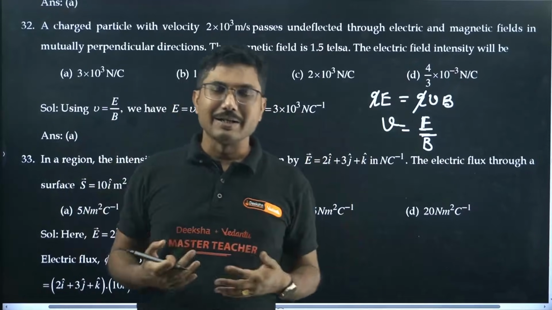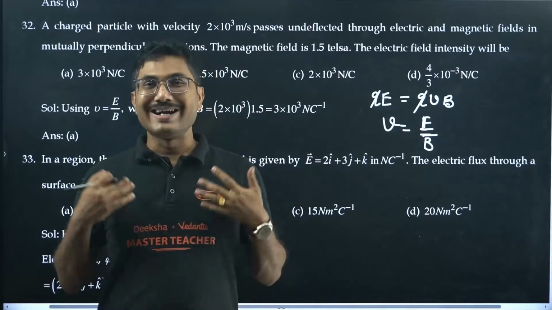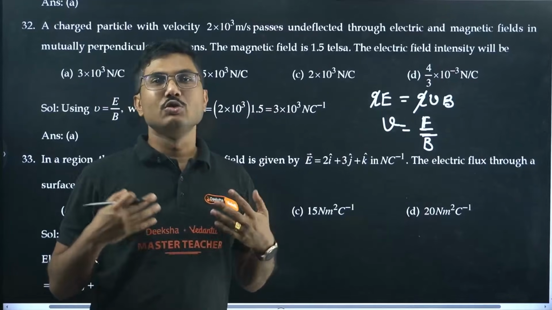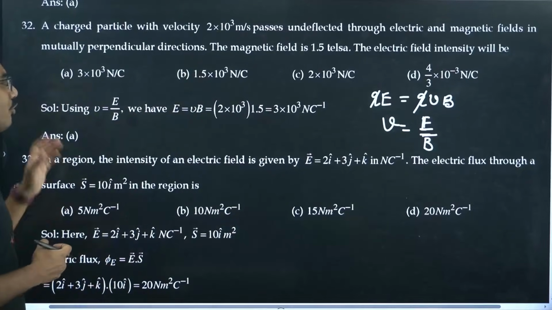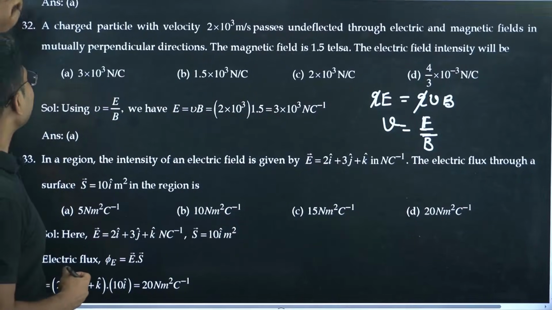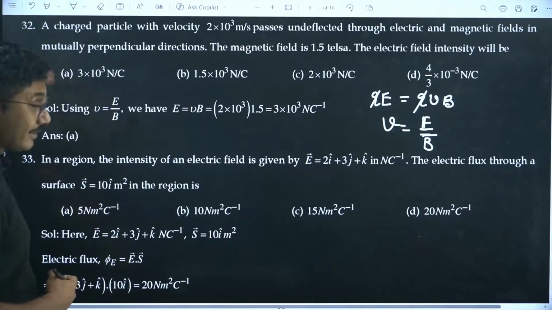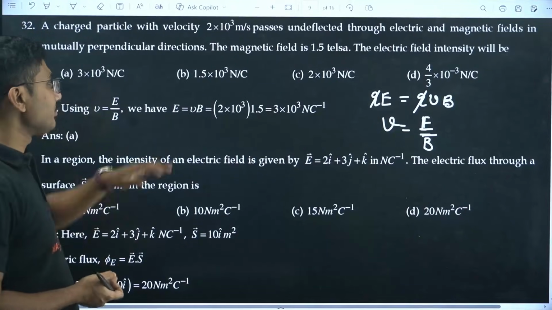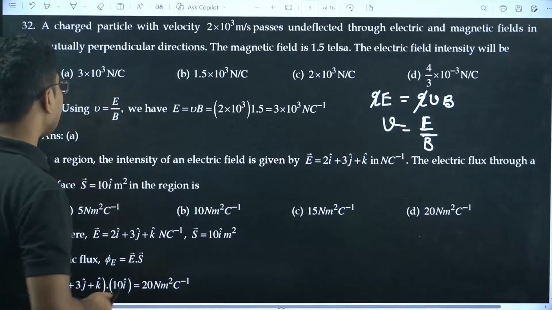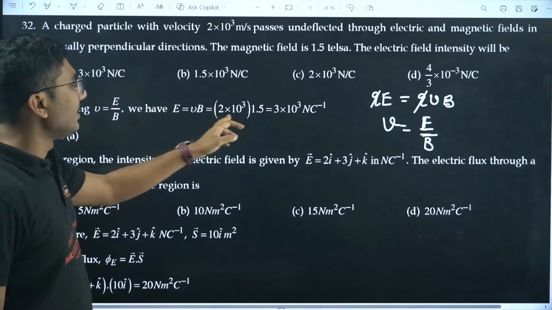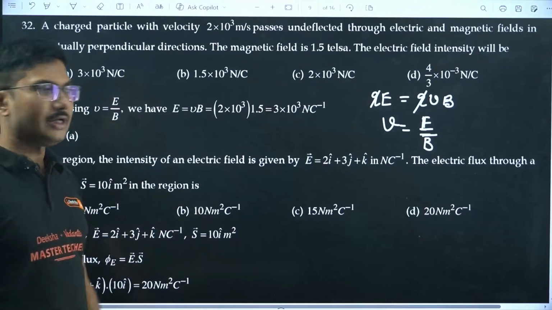So if a particle is passing through undeviated, that means there is no net force acting on it. No net force acting on it means the electric and magnetic forces must be equal and opposite, so they will cancel, and from there you can calculate the electric field to be 3 into 10 to the power of 3 Newton per Coulomb.